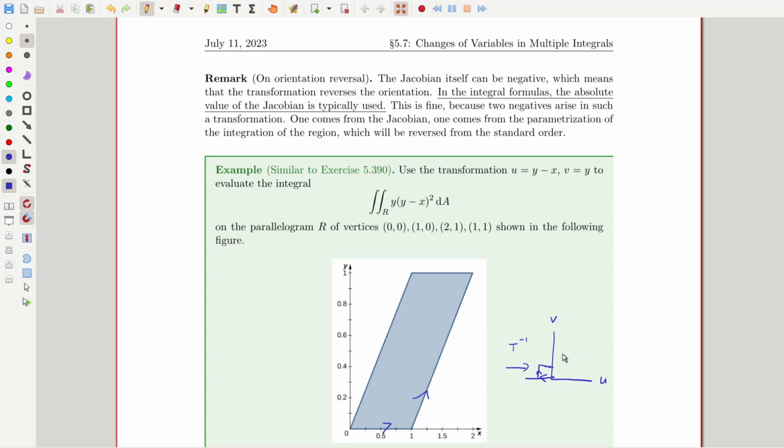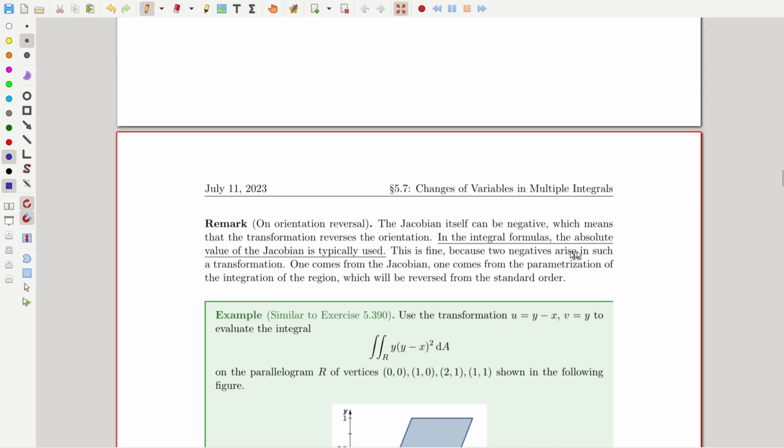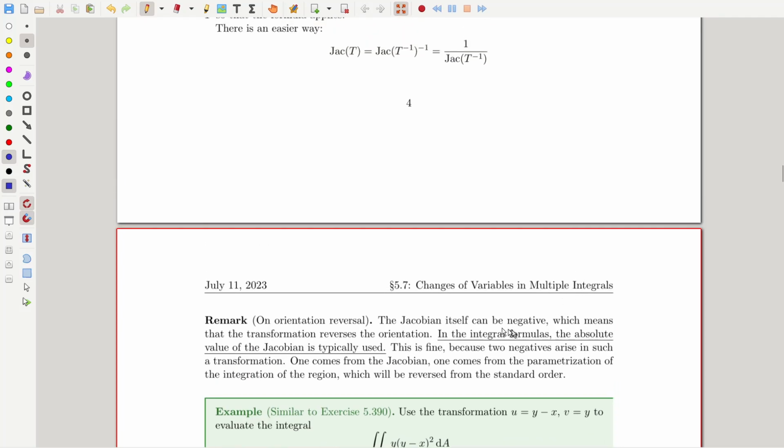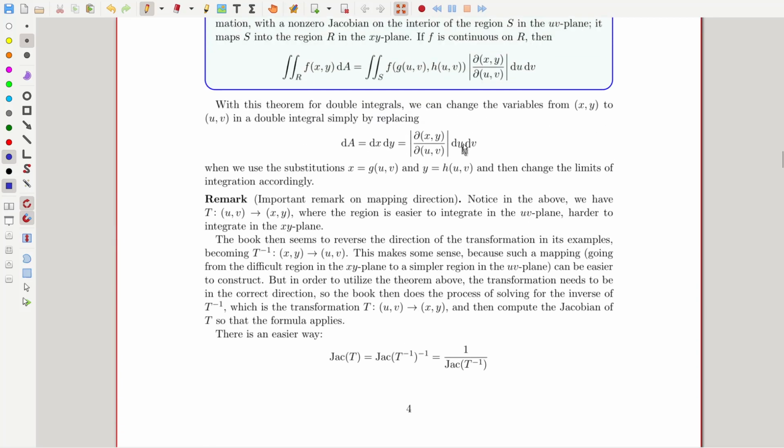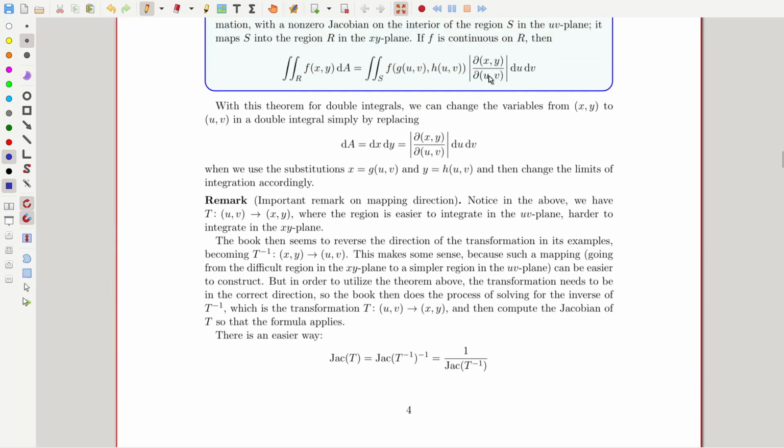And so I'm underlining this main thing, which the book doesn't make clear, which is that in the integral formula, so this formula here, these bars mean absolute value, or they should mean absolute value. The book makes it unclear because it also says that this notation can also mean just the Jacobian itself, which could be negative. I'm telling you, no, it should be positive.